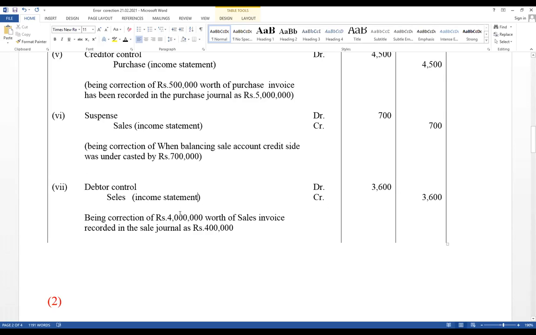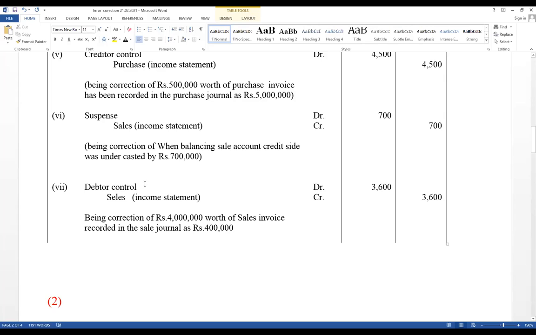Or think about logic. Think about effect for profit. 4,000 worth of sales invoice recorded in the sales journal as 400. 4,000 recorded as 400. Sales income undercasted. Therefore, effect for profit decrease. For correction should be added. Correct value equal sales 4,000, but recorded as 400. Sales is income. Recorded undercasted value. Income undercasted. Therefore, effect for profit also decrease. For correction should be added. Therefore, 3,600 should be added as a sales undercasted.